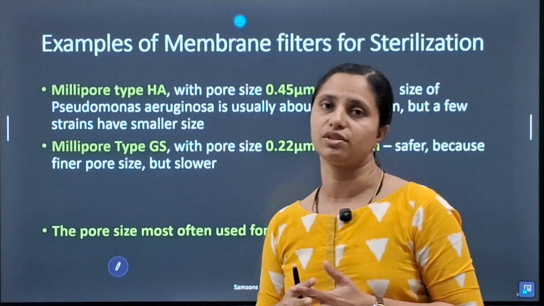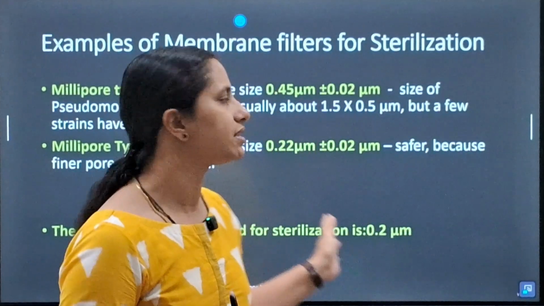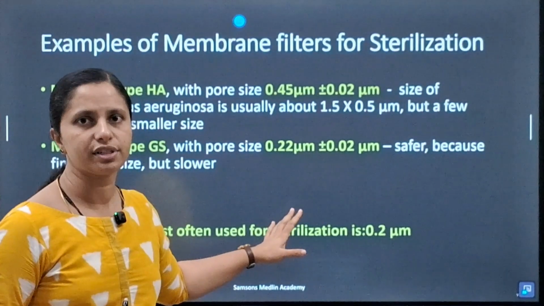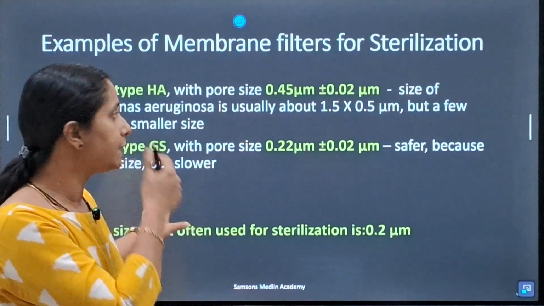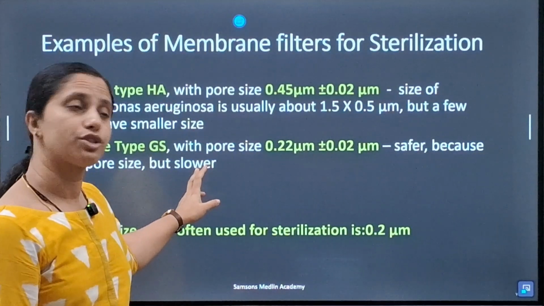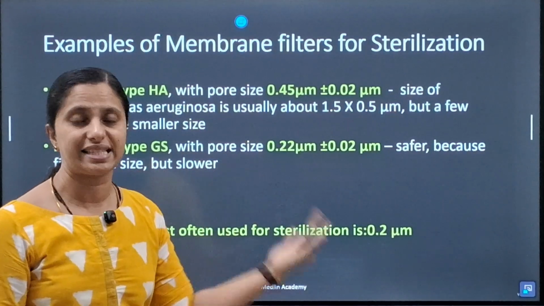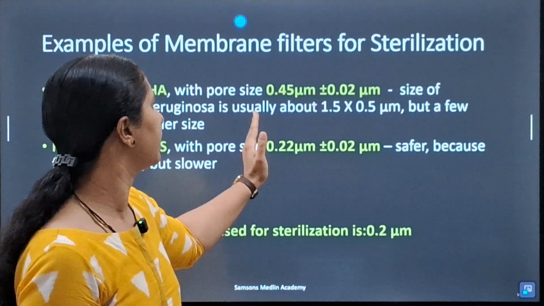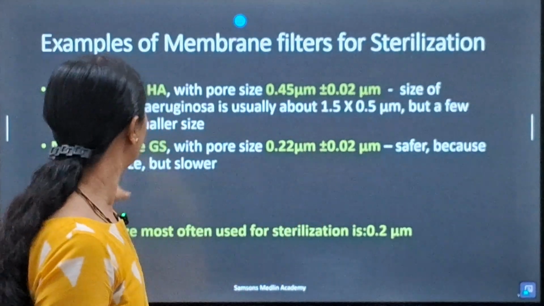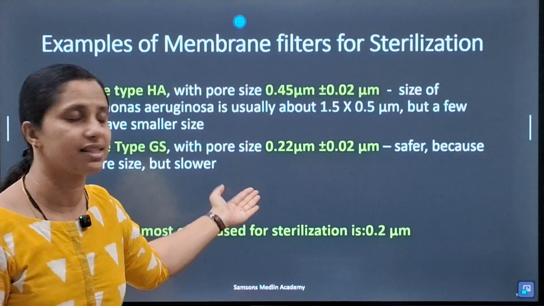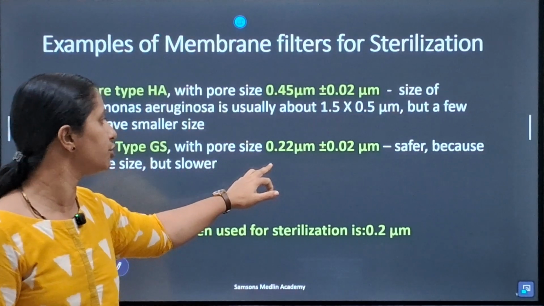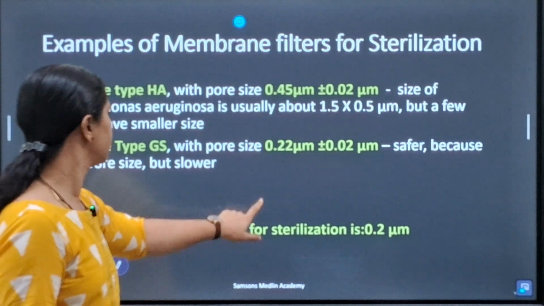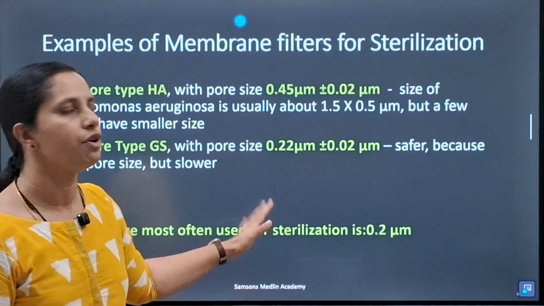Examples of membrane filters used for sterilization. This is a common question, the pore size of this membrane filter. Mostly two types of membrane filters are used, microporous plastic membrane filters. These two grades are most commonly used. First is millipore type HA. Its pore size is 0.45 micron plus or minus 0.02 micron. And a more efficient grade, millipore type GS, is also used. Its pore size is 0.22 micron plus or minus 0.02 micron. Okay. The most common pore size used is 0.2 micron.